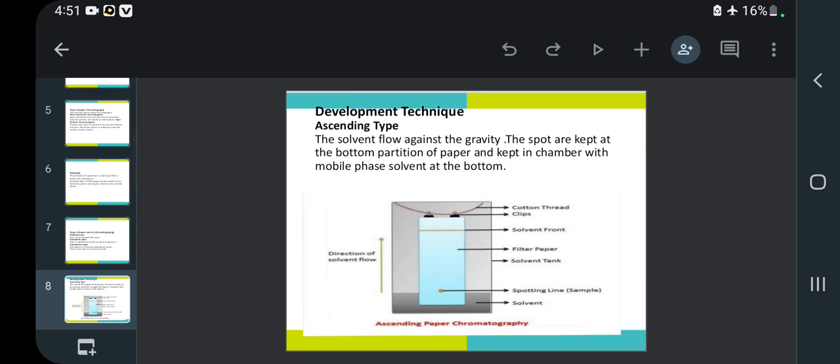Development of technique: ascending type. The solvent flows against gravity. The spots are kept at the bottom portion of the paper, which is kept in a chamber with the mobile phase solvent at the bottom. So you can see all the procedure in the following diagram.